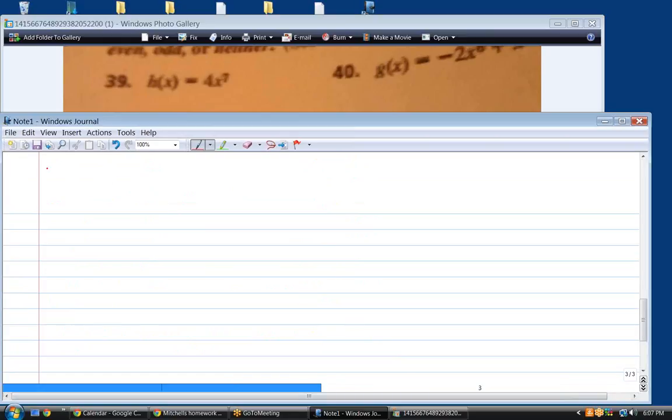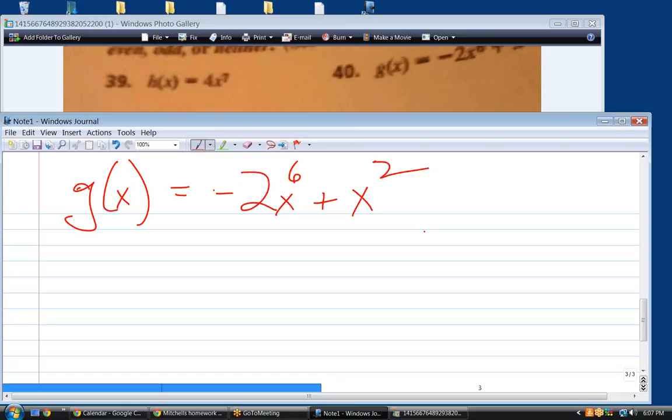What does 40 say? It's just off the screen. I can't quite read it. Looks like negative 2x to the 6th? Yeah. What's the rest? Plus x squared. Plus x squared? Yeah. Okay.